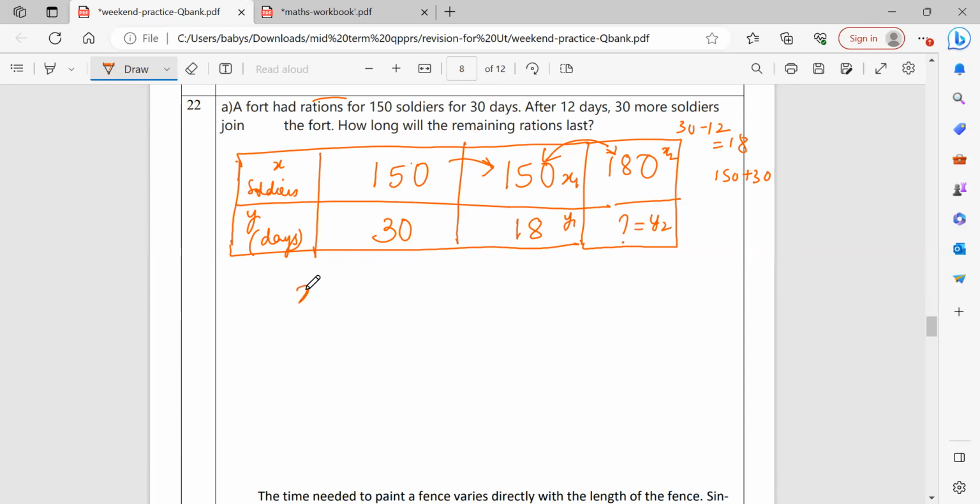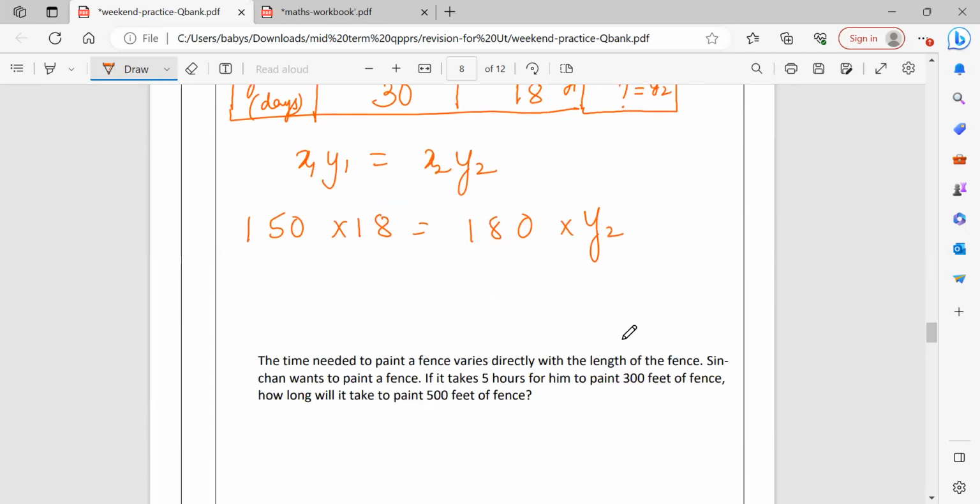So in the case of inverse variation, X1 into Y1 is equal to X2 into Y2. So 150 into 18 is equal to 180 into Y2. We'll keep it as Y2 because it's the unknown. So again, you have to cross multiply. You bring that 180 down. 150 into 18 upon 180 is equal to Y2. 0 and 0 will nullify. 18 ones are 18. I'm getting 15 days. So simple.